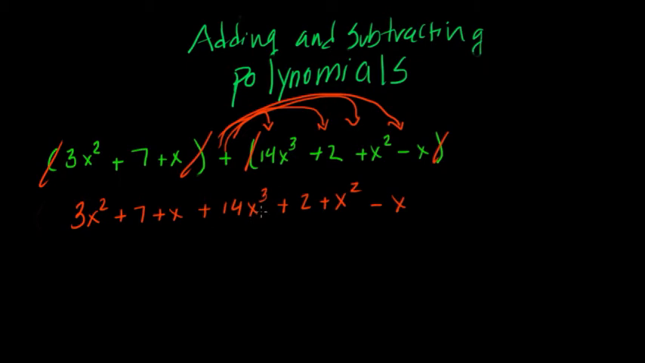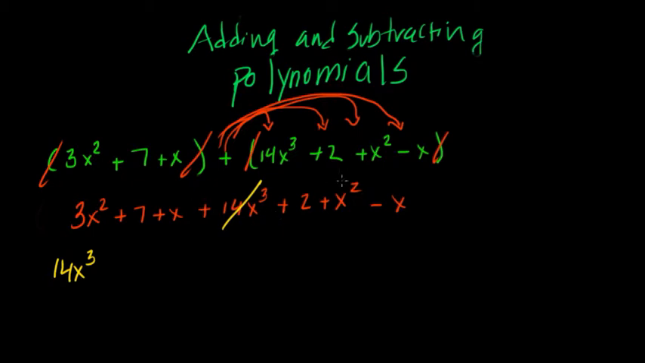So, let's look. Do we have any other powers of 3 besides 14x cubed? Because let's just go ahead and start with the largest power, so we'll be in standard form already. Well, no, we don't. So let's go ahead and bring down 14x cubed. And we're done with him. The reason we're done with him is because we don't have any other powers of 3.